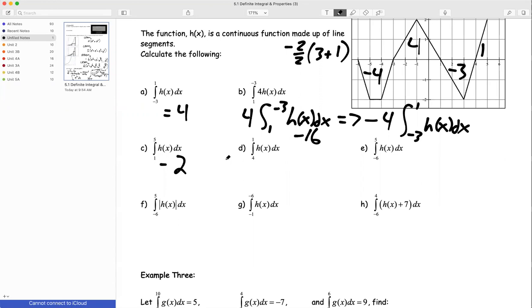All right. For D, who wants D? Somebody, come on. Show me what you got. 3. Justify it for me. Why is it 3? Because 1 to 4, I mean 4 to 1, we need to reverse it, right? So when we reverse it, we got a negative outside the integral, and the integral from 1 to 4, we found over here, was -3, and then the -3 makes this +3.